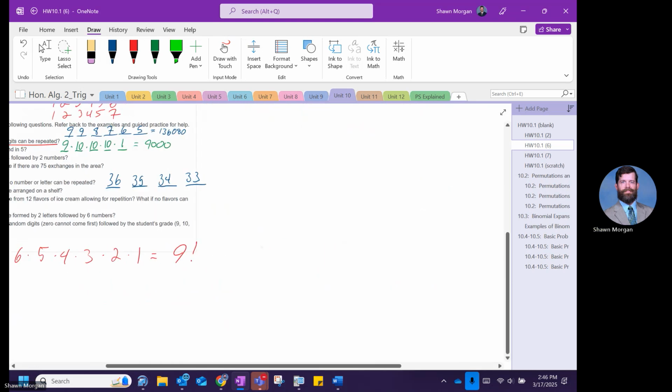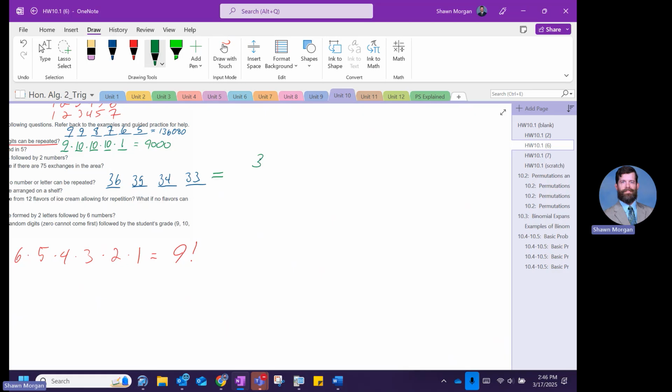Let me write this out. Check this out, okay? So if I wanted this expression right here using factorials, I could do 36 factorial over 32 factorial, because what is 36 factorial?